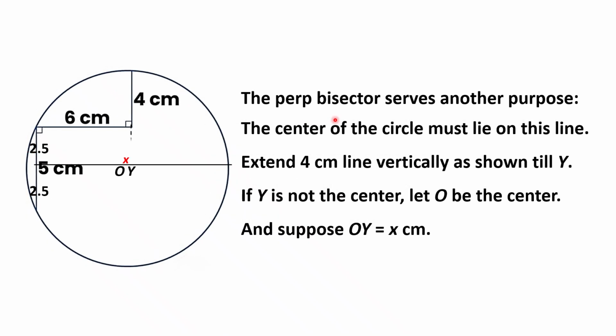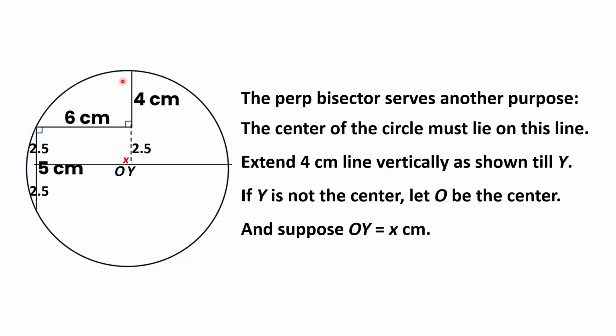The perpendicular bisector will serve another purpose. The center of the circle must be on this straight line. The center of the circle must be on the perpendicular bisector of the chord. Whenever you have a chord, the perpendicular bisector must pass through the center. So the center of the circle lies on this perpendicular bisector.